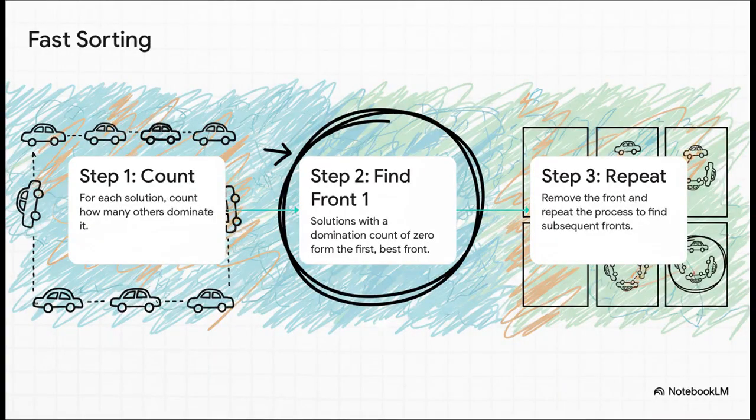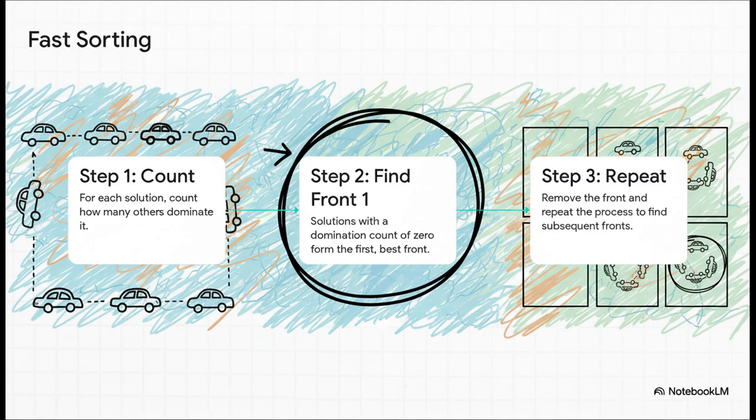The new way of sorting was just brilliant. The best way to think about it is like peeling an onion. First, the algorithm quickly finds the absolute best of the best solutions. This is the outer layer of the onion. These are the ones that aren't beaten by anything else. Then, it peels that layer away, sets it aside, and does the exact same thing to the remaining solutions to find the next best layer. It just keeps repeating this, layer by layer.